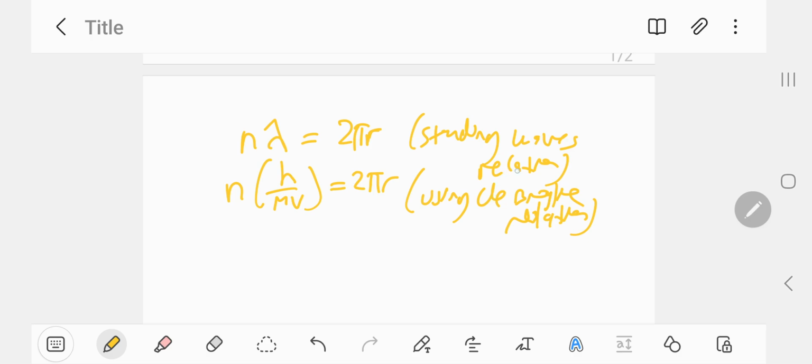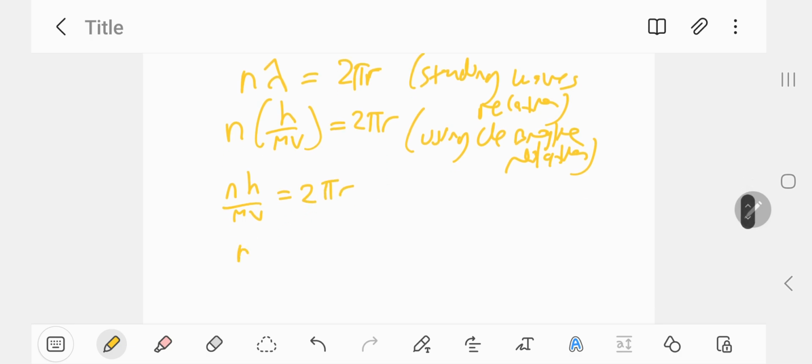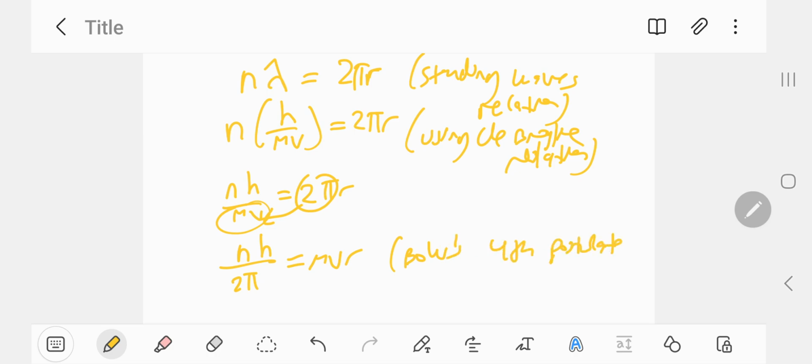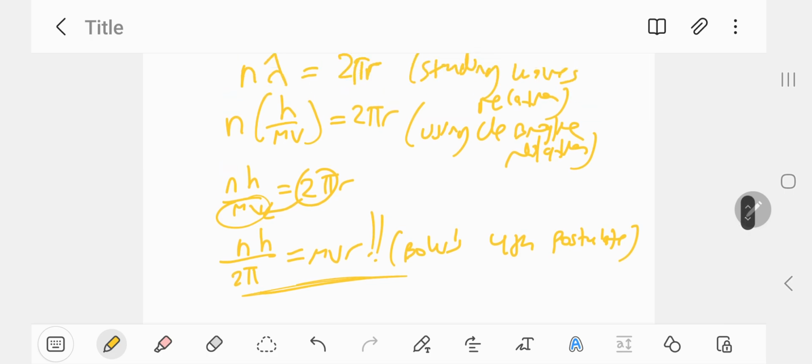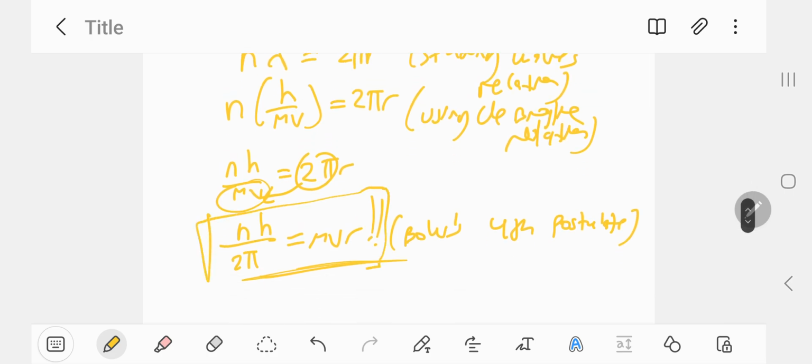And you rearrange, what you'll find, so nh over mv is 2 pi r. Let's rewrite this as nh. So let's swap, mathematically you can do this, let's swap the 2 pi with the mv. So you get nh over 2 pi equals mvr, which is just Bohr's fourth postulate of the quantization of angular momentum. Absolute magic. So now Bohr's postulate is a fact, it's a reality. Electrons are really just waves, standing waves around a nucleus.